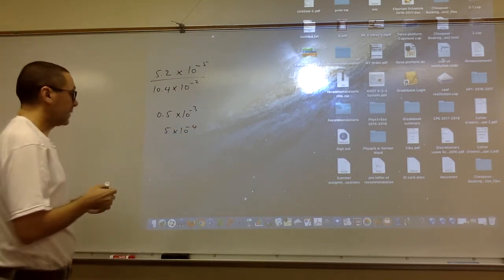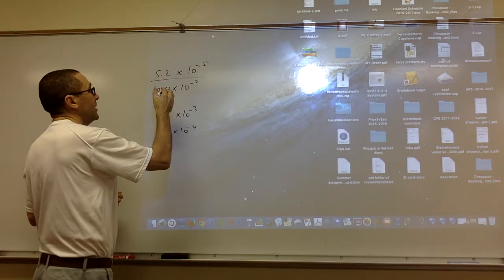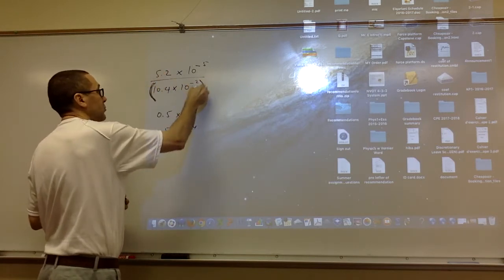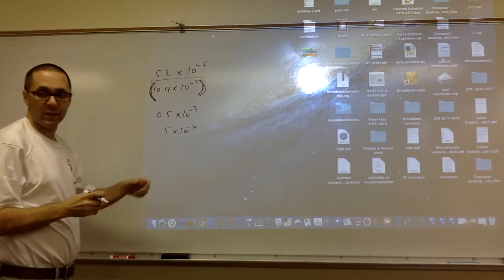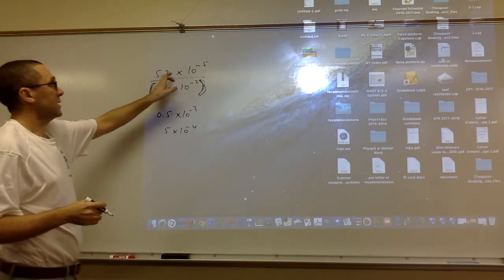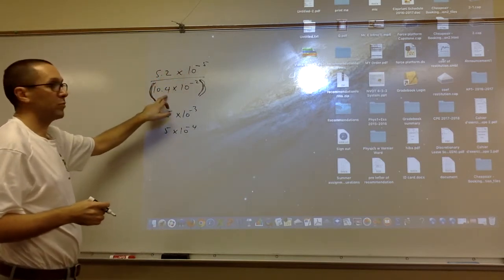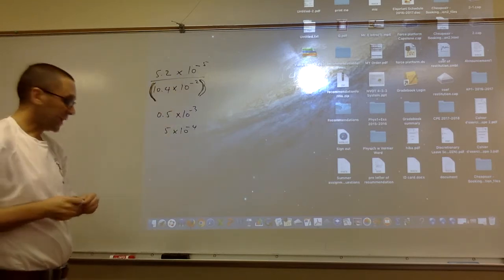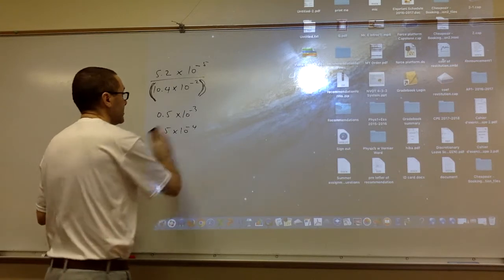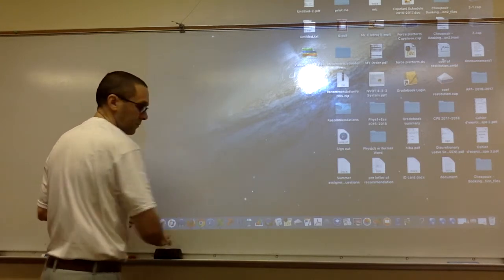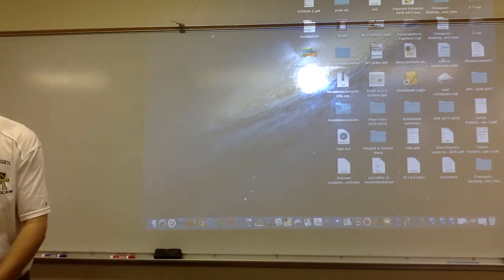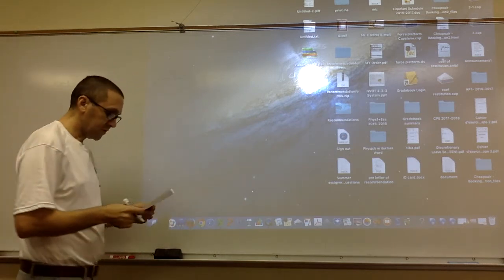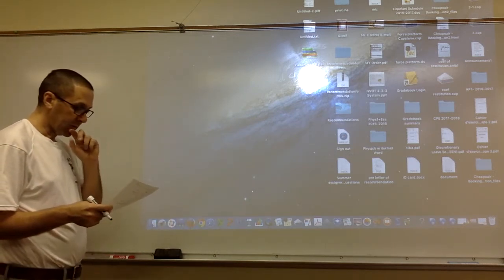If you're going to do this on the calculator, make sure you put this bottom part in parentheses. Because if you don't, you're going to take this top, divide it by 10.4, and then multiply by 10 to the negative 2. In other words, the calculator just does PEMDAS. So I think I talked about the division in the calculator. Be careful with the parentheses.